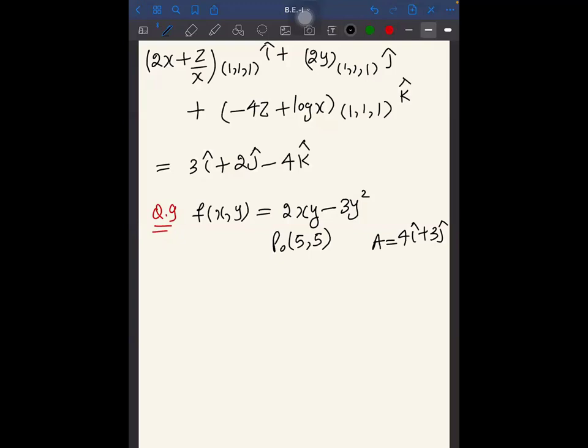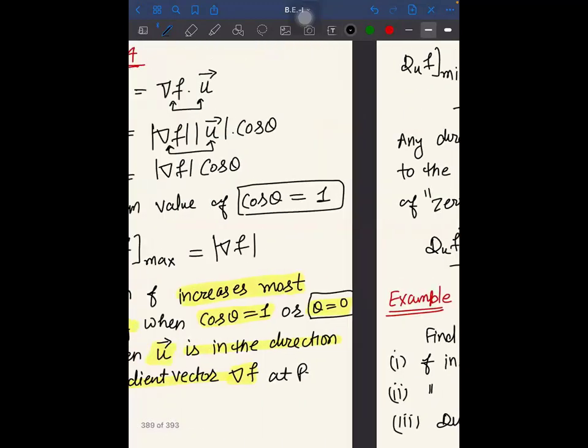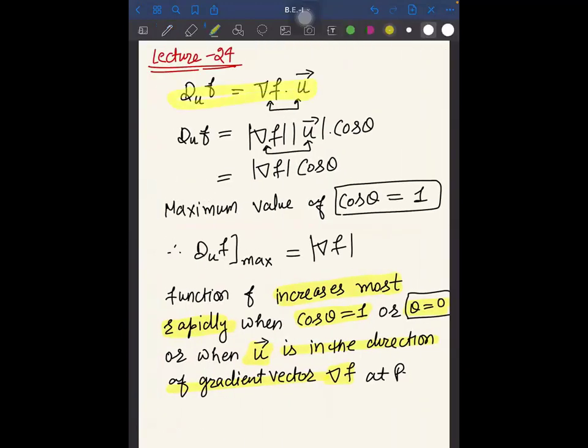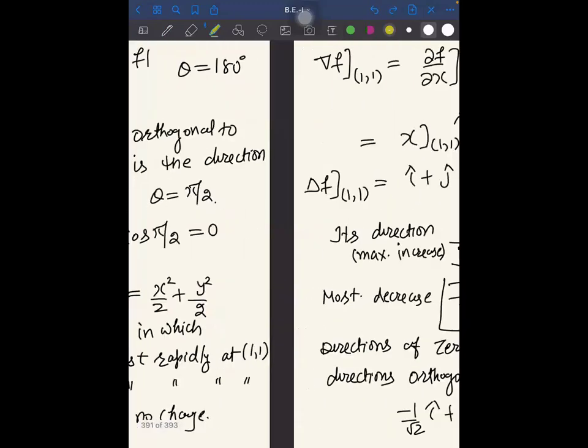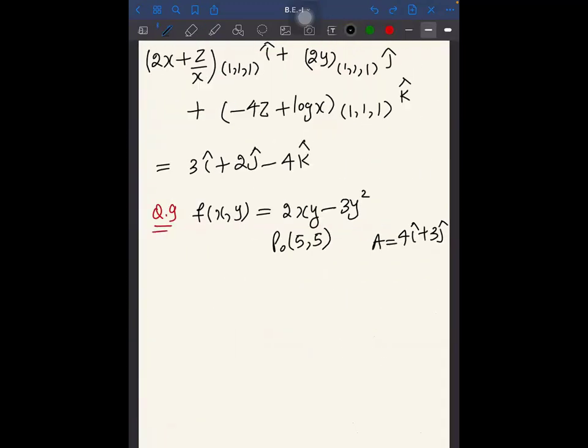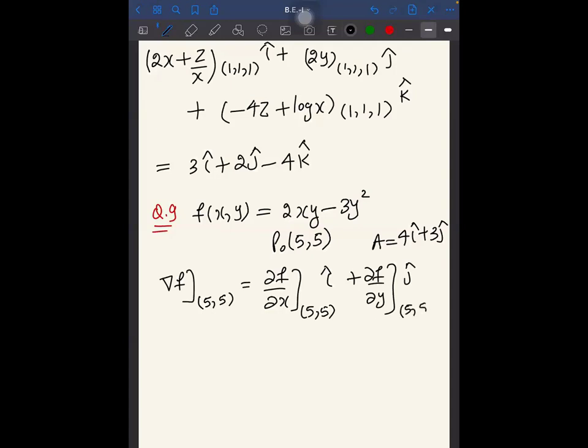It's fair enough. So how do you find the directional derivative? First of all, what do you need? So this is your directional derivative. Can you see this? Yes, sir. So first of all, let's calculate del f at (5, 5). So curly f upon curly x at (5, 5) i plus curly f upon curly y j cap at (5, 5).